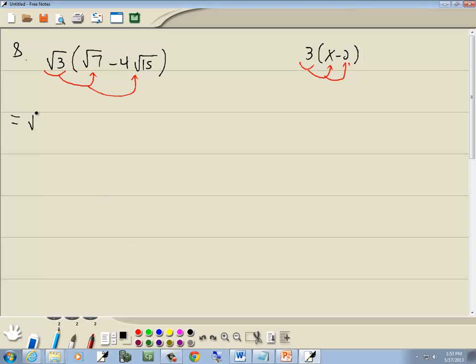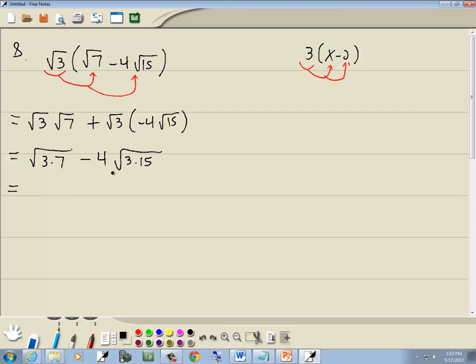So I got square root of 3 times square root of 7, and then I got square root of 3 times negative 4 square root of 15. Well, remember when you're multiplying two radicals and the indexes are the same, you just multiply what's underneath them. So we got 3 times 7, put them underneath a single square root. Now here we got positive times a negative, so that's negative. The 4 just remains. You multiply whatever number's in front. And then we got 3 times 15 inside a radical. Now typically you don't actually multiply them together. You first see if you can simplify before you multiply them. Now 3 and 7 are both prime, so I can't do anything here. So this is just square root of 21 minus 4.